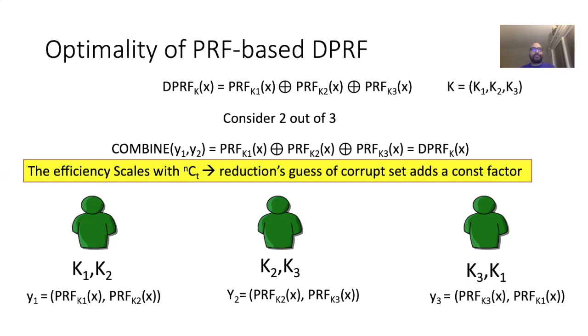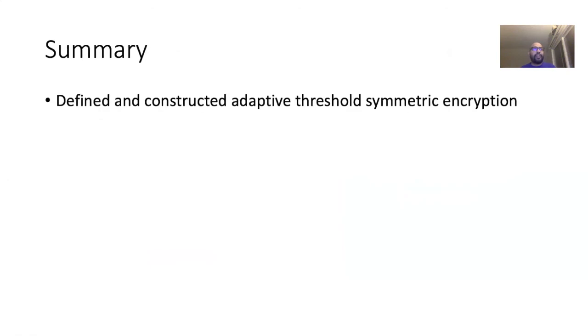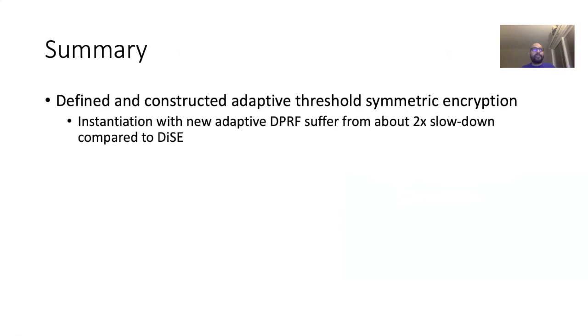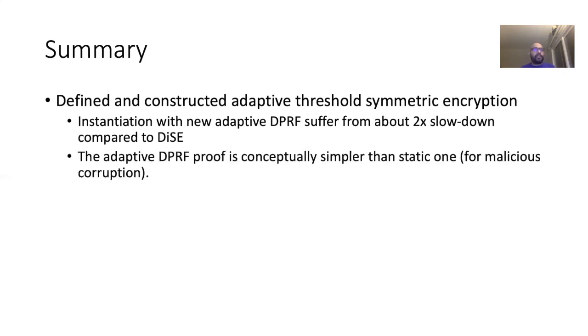Finally, summarizing, we have defined and constructed adaptive threshold symmetric encryption in this paper. We instantiated it with a new adaptive DPRF, and it suffered about a 2x slowdown compared to DISE, which is a pretty good trade-off for much better adaptive security. The adaptive DPRF proof is conceptually much simpler than the static one, and it's particularly more prominent for malicious corruption.